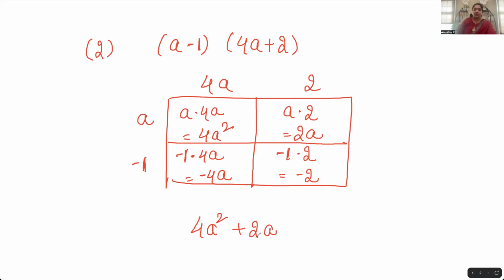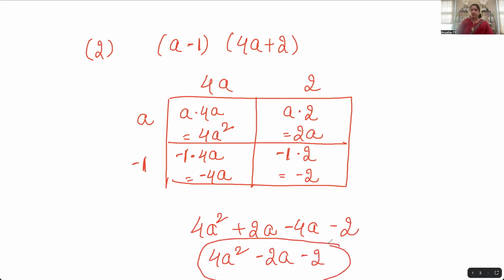4a squared plus 2a minus 4a minus 2. Combining the like terms, 2a minus 4a is minus 2a. So we get 4a squared minus 2a minus 2. Now coming to the third example.